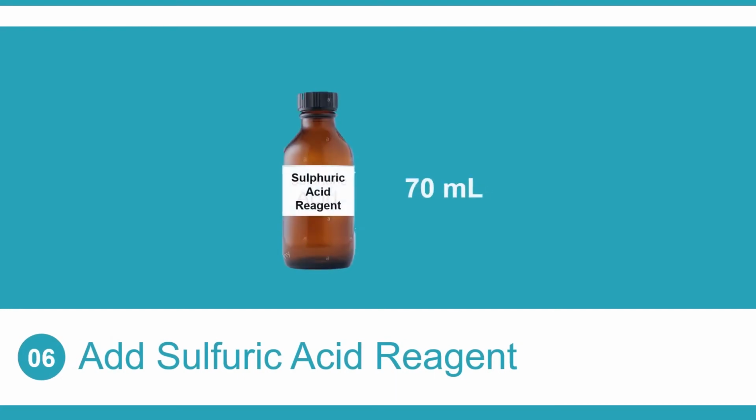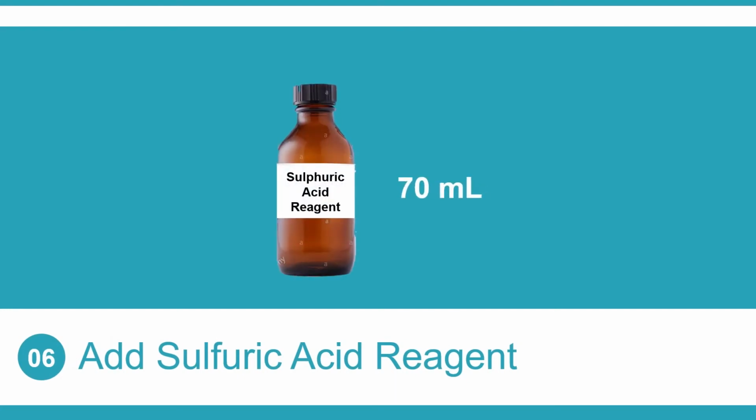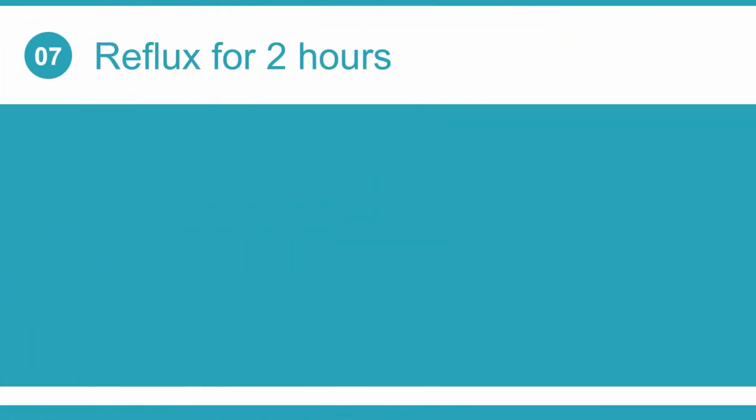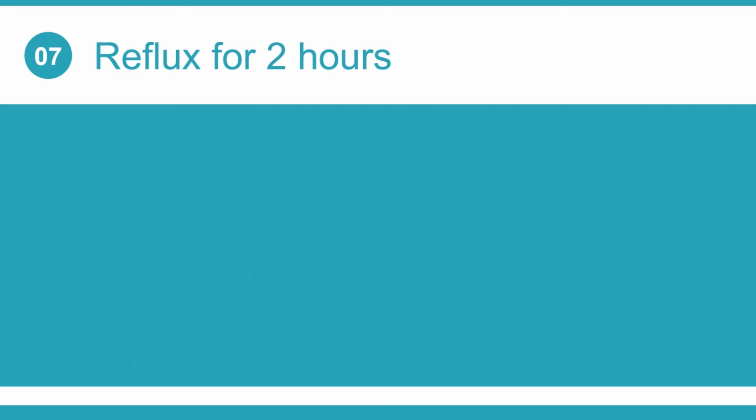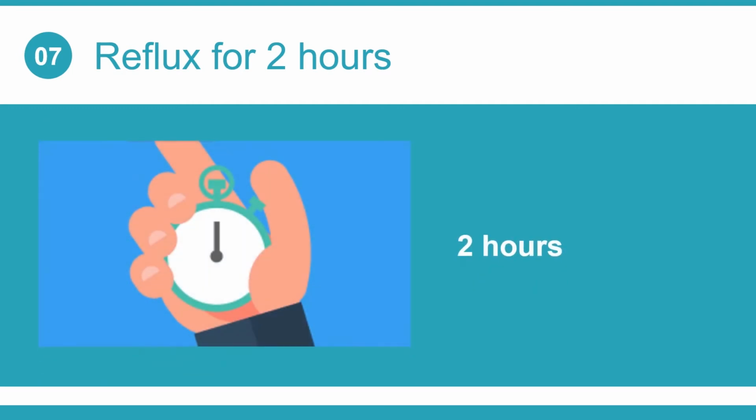Then, add 70 ml of sulfuric acid reagent into the refluxing flask through the open end of the condenser. Remember to continue stirring and mixing while adding the sulfuric acid reagent. Now, cover the open end of the condenser with a small beaker so the foreign material will not enter the mixture. Wait for the mixture to be refluxed for 2 hours. Within these 2 hours, the condenser is continually cooled and washed with the distilled water.